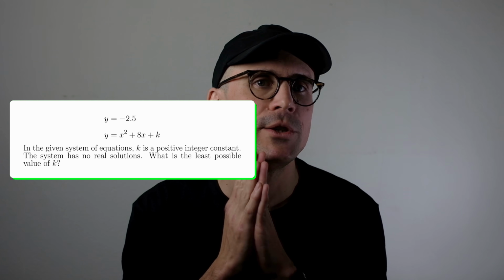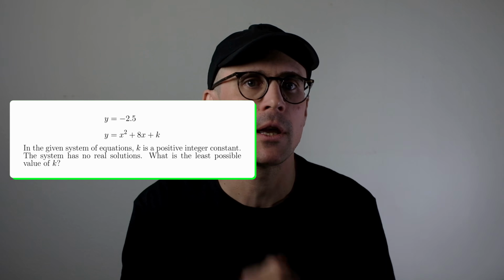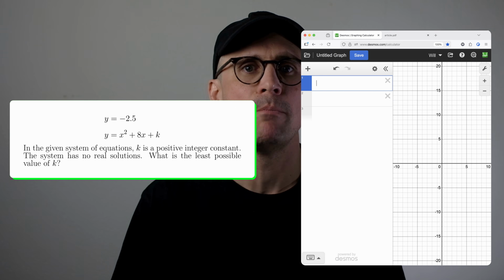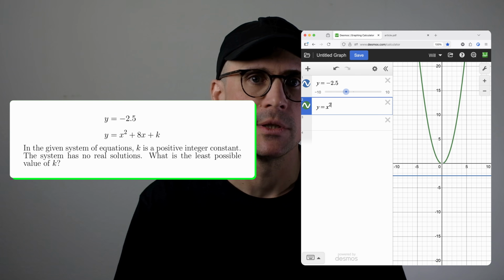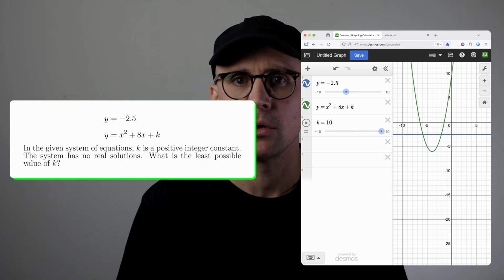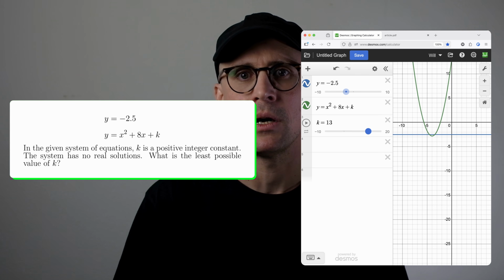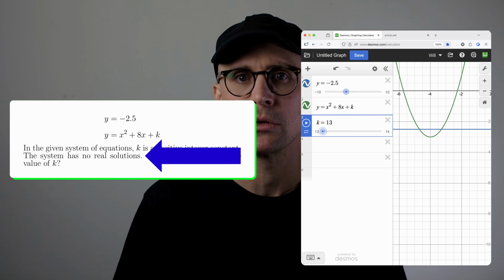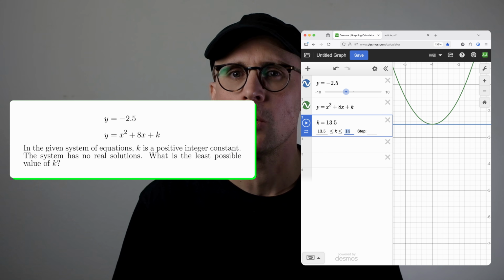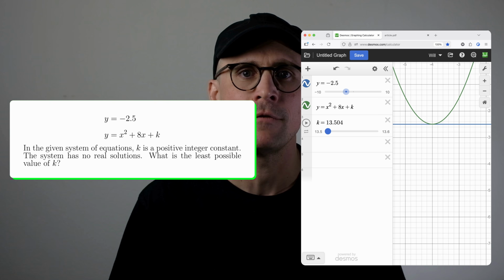But what if we don't have answer choices? Let's look at this example here. The process is basically the same. We enter our two functions into Desmos, create a slider for the unknown constant k, and look for the lowest possible value of k that will produce no real solutions. But this time, since we don't have answer choices, we need to find that value ourselves.